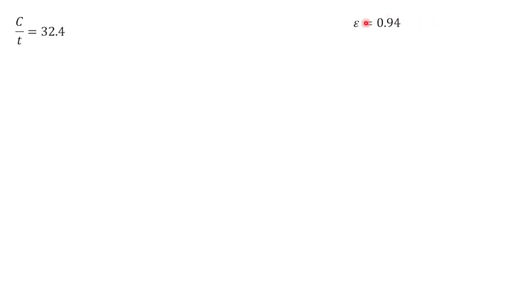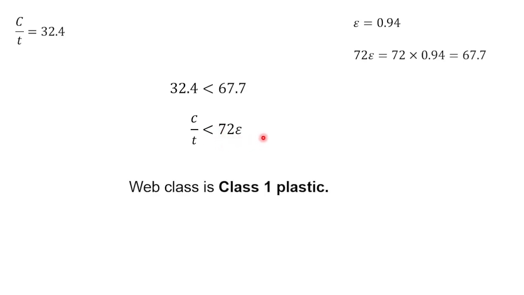Since we already know the epsilon value, now I can find the 72 epsilon value. 72 times 0.94 equals 67.7. So now I know both values, which are c over t and 72 times epsilon. Now I can compare these two values. 32.4 is less than 67.7, which means the c over t ratio is less than 72 epsilon. That means the class 1 condition is satisfied, which means the web class is class 1 plastic.